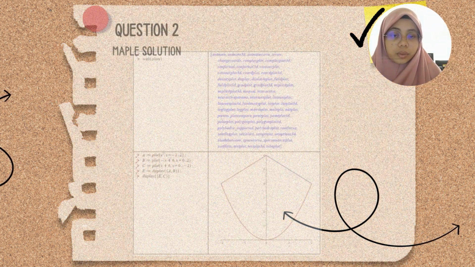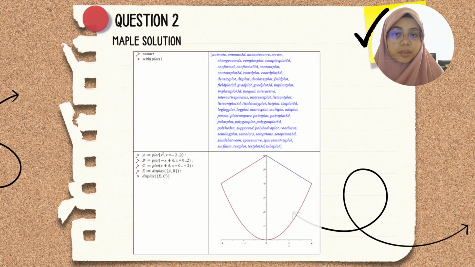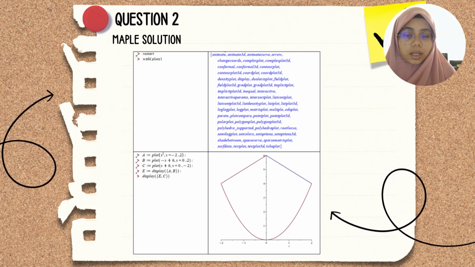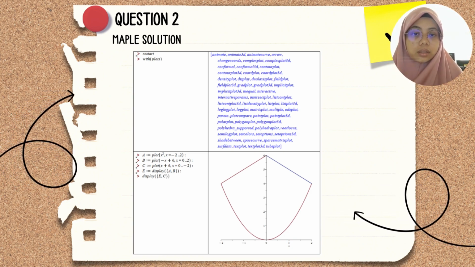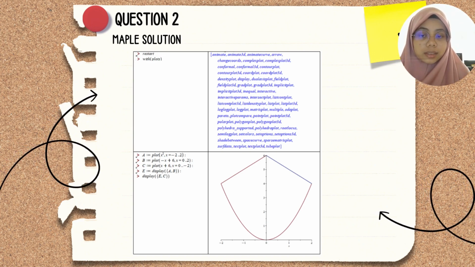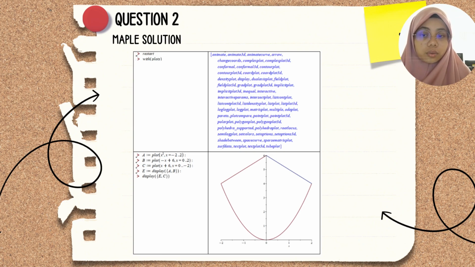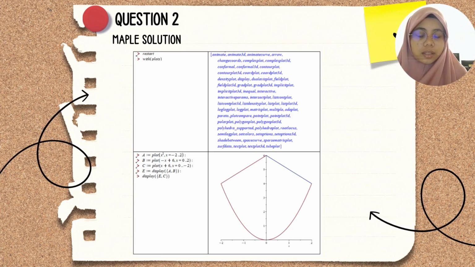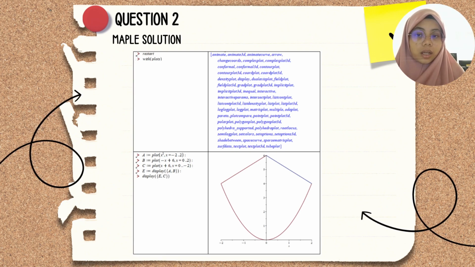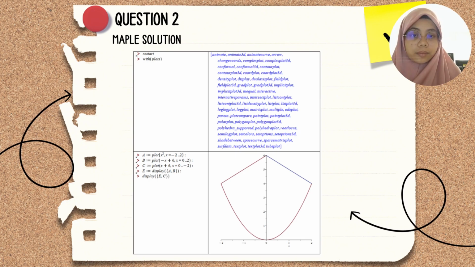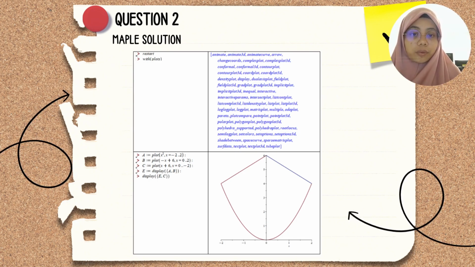To visualize question 2 in the form of a graph, firstly type in restart, with plots. Next, let a equal plot x squared, x equals negative 2 till 2. Then let b equal plot negative x plus 6, x equals 0 till 2. Then let c equal plot x plus 6, x equals negative 2 till 0. After that, let E equal display a, b. Lastly, type in display E, c and we get this as the graph.